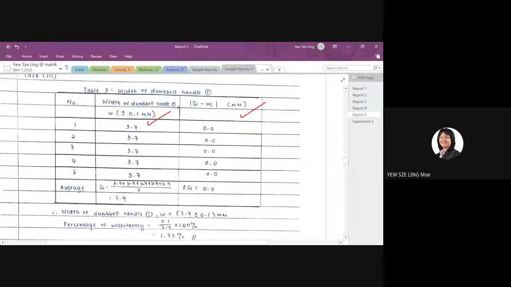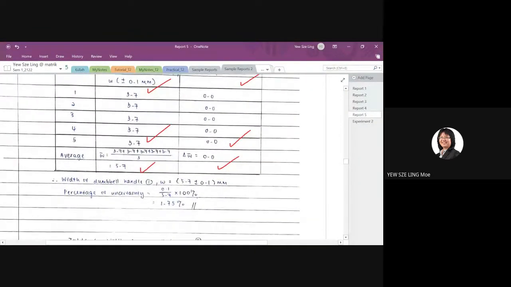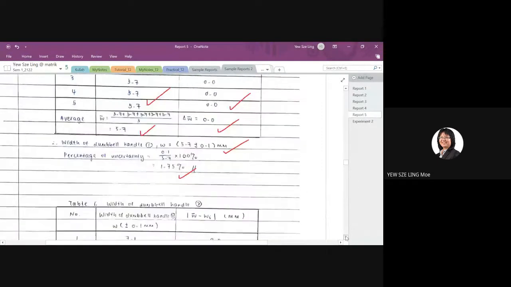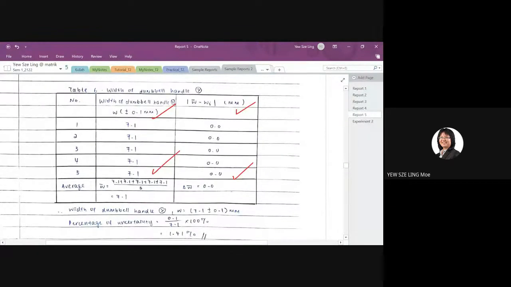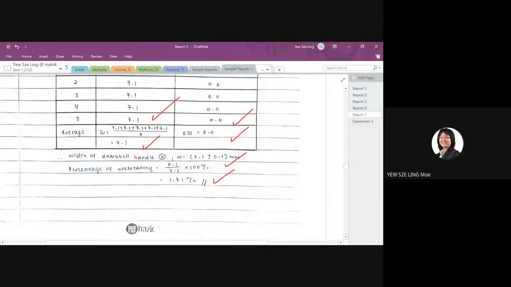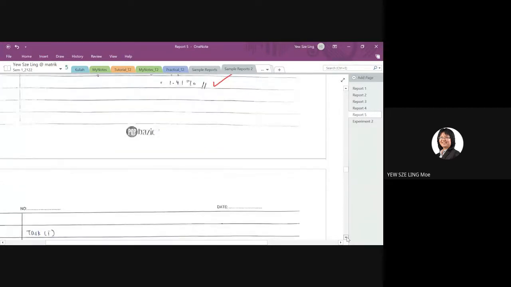All right, the unit for calculated value, of course, is in terms of mm. So consistent, consistent, consistent, consistent. And then the readings, the width of a dumbbell handle, 5.7 plus minus 0.1 mm, good. So you got a calculated value. And then we have a next one. So correct, correct, correct, correct, consistent, consistent, again, all correct. So up until this point, you are still getting a full marks. All right, so setakat ini masih markah penuh.